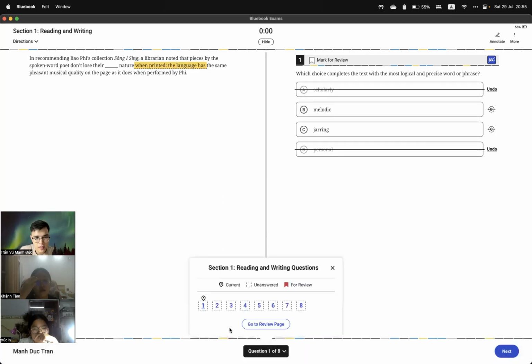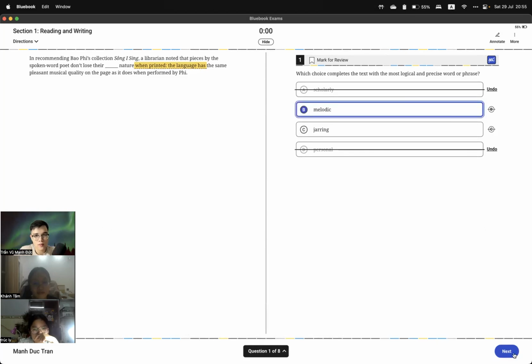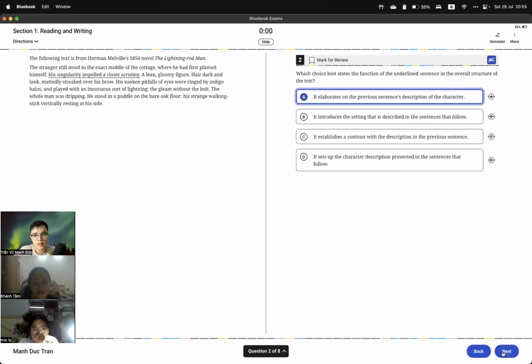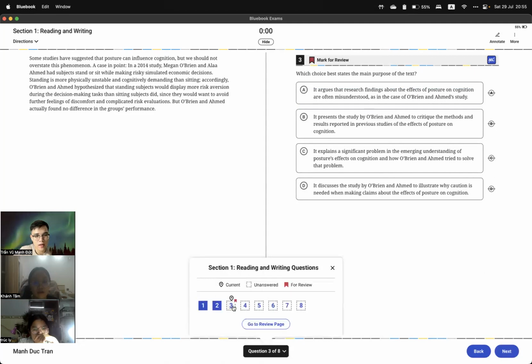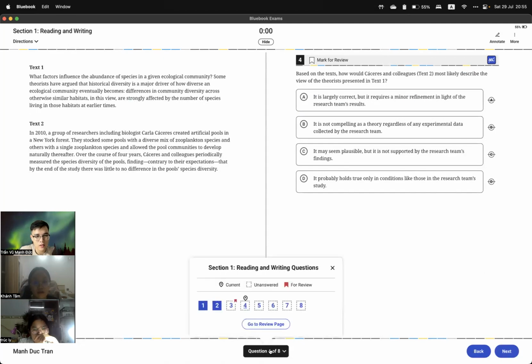Okay, next up is the overview. This shows your current position. For example, I'm on question 1. I'm going to choose this, melodic, and I'm going to mark this for review. And there's question 1, I'm here, question 3. Now I'm at question 4, and there are unanswered questions here, 3, 4, 5, 6, 7, 8, and the one for review.